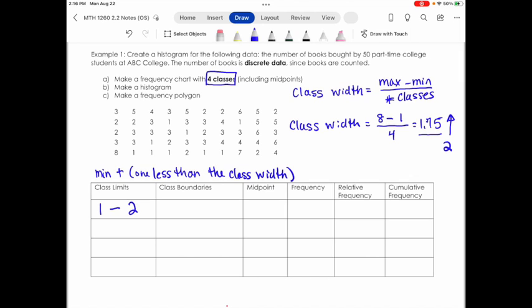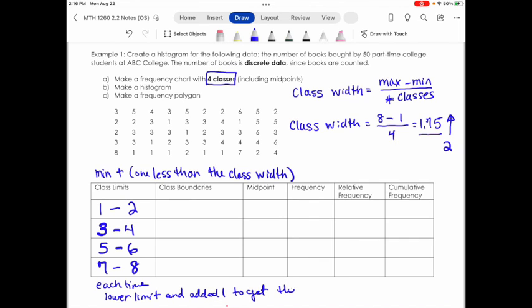Then when you drop down to the next class, or the next group, I'm going to start at the next whole number. So that's going to be 3. I want 2 numbers in that group, so I'm going to do 3 to 4. And then the next one is going to start at 5, and I want to go from 5 to 6. And then the next one's going to be at 7, and I want to go from 7 to 8. So each time I take the lower limit and add 1 to get the upper limit.